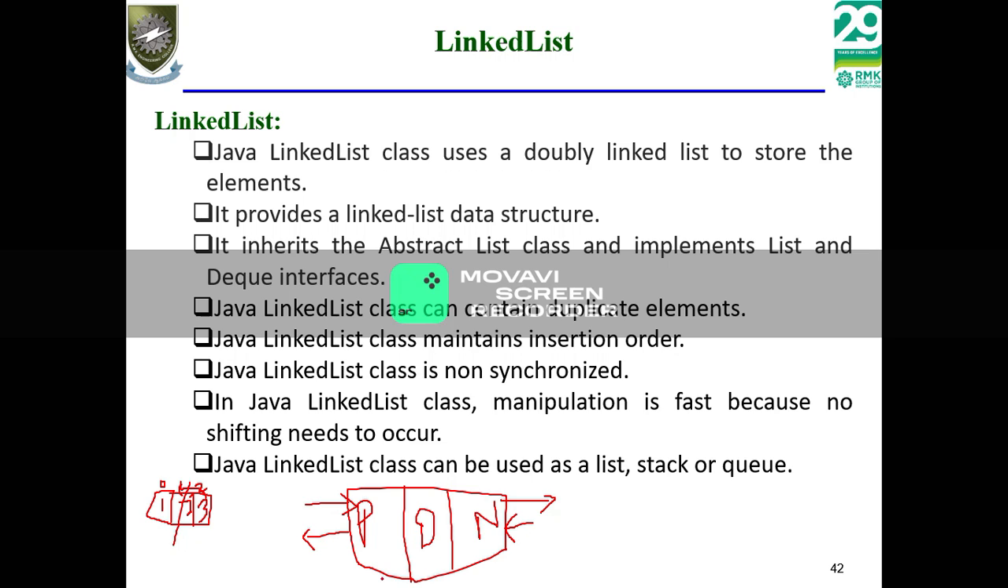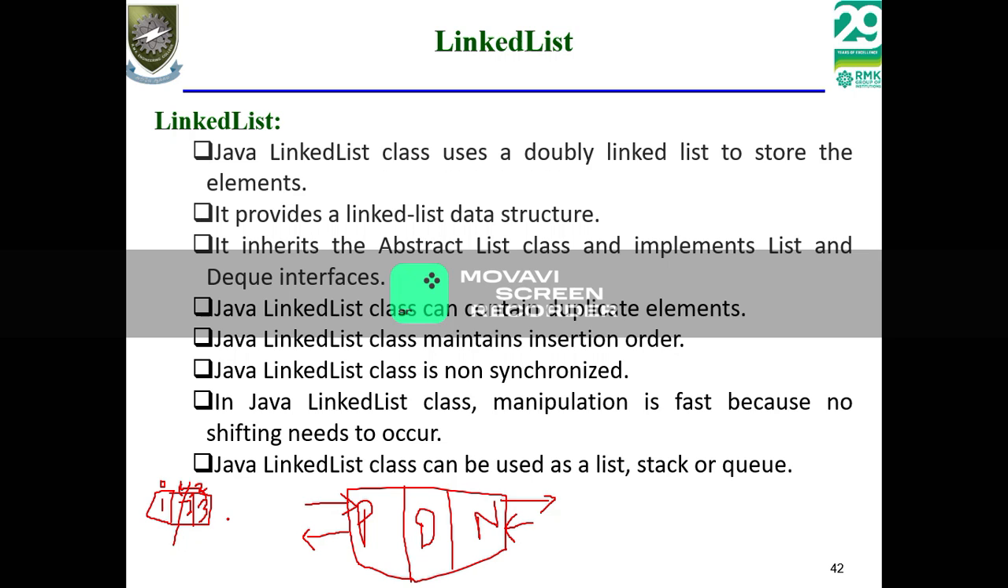But in linked list, if you remove any one element, it will not affect the others, because it is not continuous. You only change the address of the previous element and the address of the next element. In this way, linked list is better than array list.